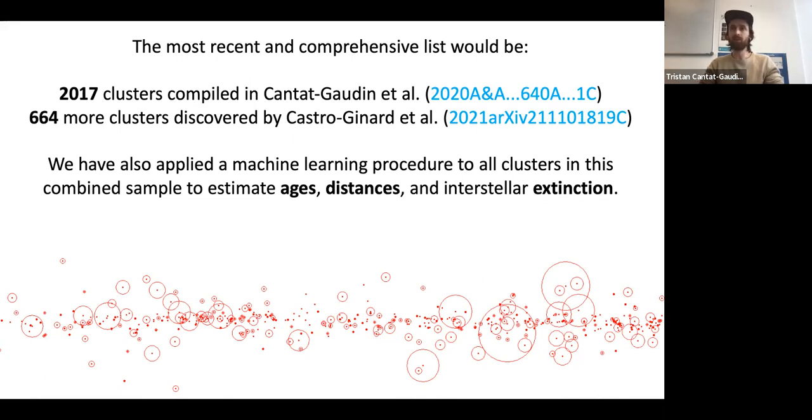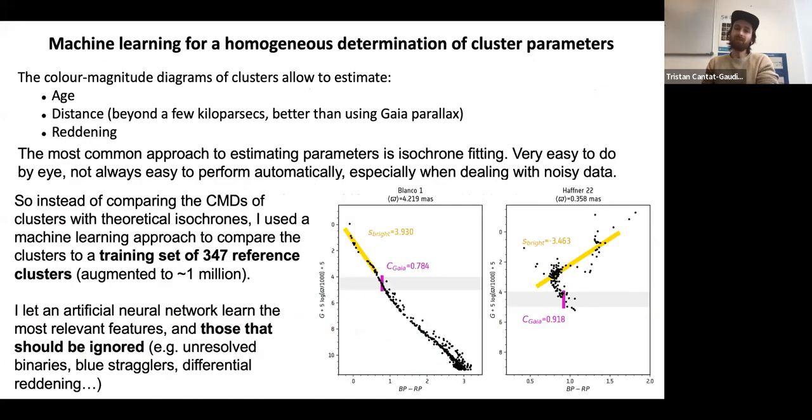And the road I chose to follow for this task was to use machine learning. I know it's fashionable nowadays, but it's actually very convenient for many automated tasks like this. And what I wanted was a method that can give you the age, the distance, and the reddening, so the 3 basic parameters for clusters. And that was able to deal with very different cases, that would work for the very clean color magnitude diagrams of the very young clusters and also the sparse, old, distant clusters.